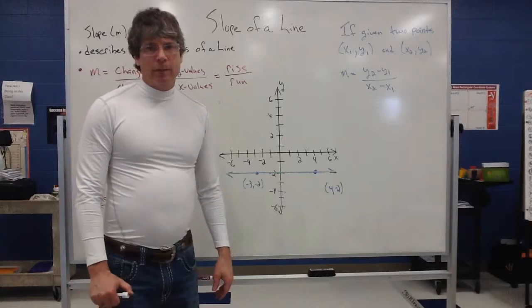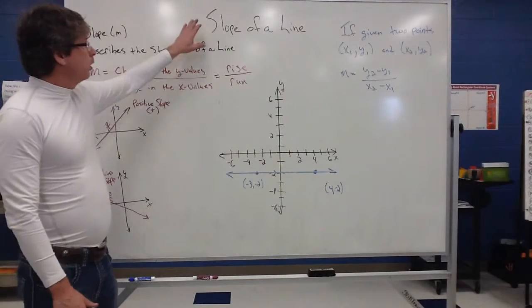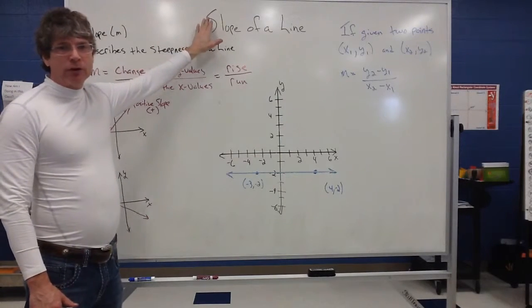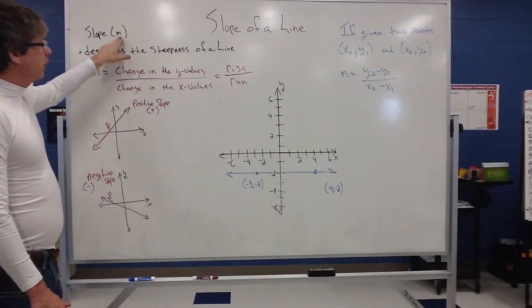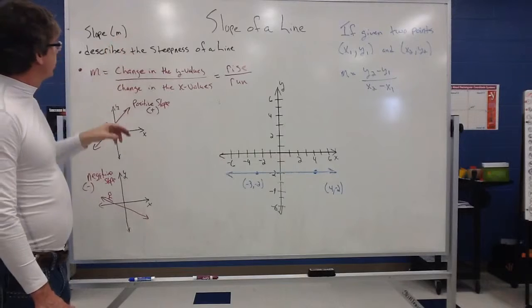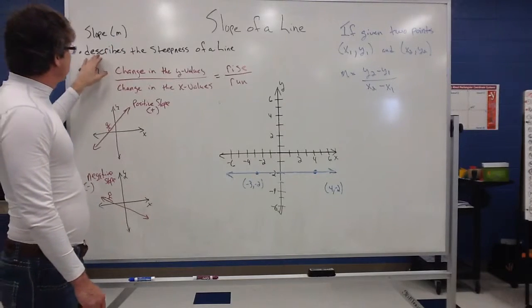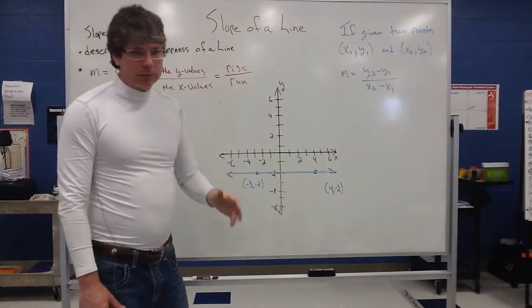Again, good afternoon. We're going to continue laying out some more types of questions involving slope. Again, slope is denoted by the letter M in algebra most commonly. As I said, it describes the steepness of a line.